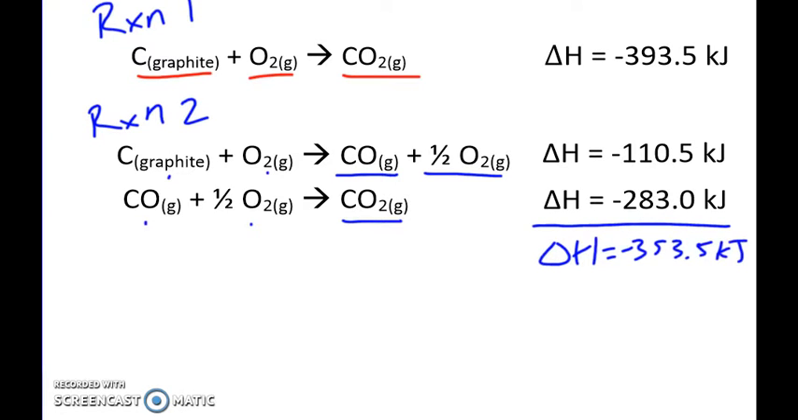Now, where on earth am I getting these numbers from? I'm looking them up. So on your test, you're going to be able to look up the table of these values because they're well established.